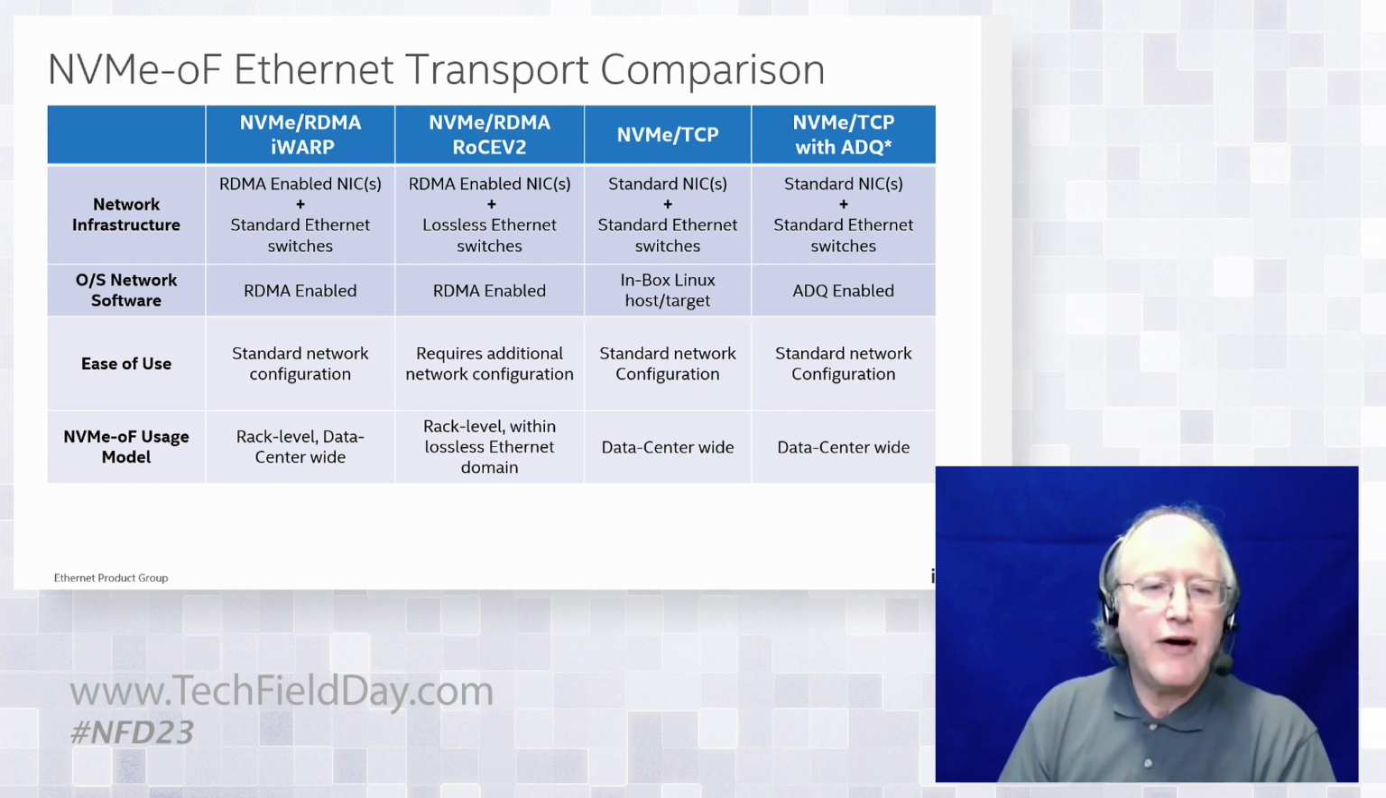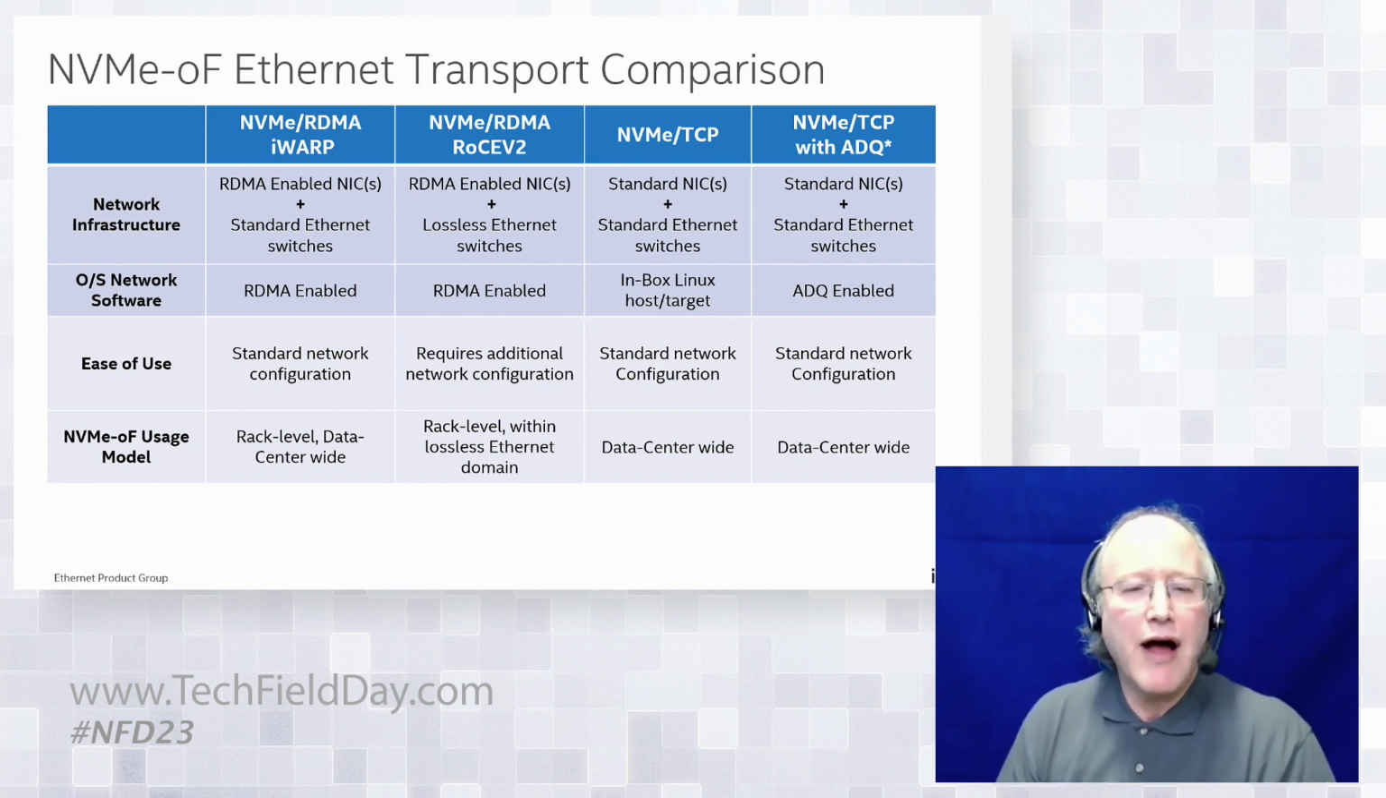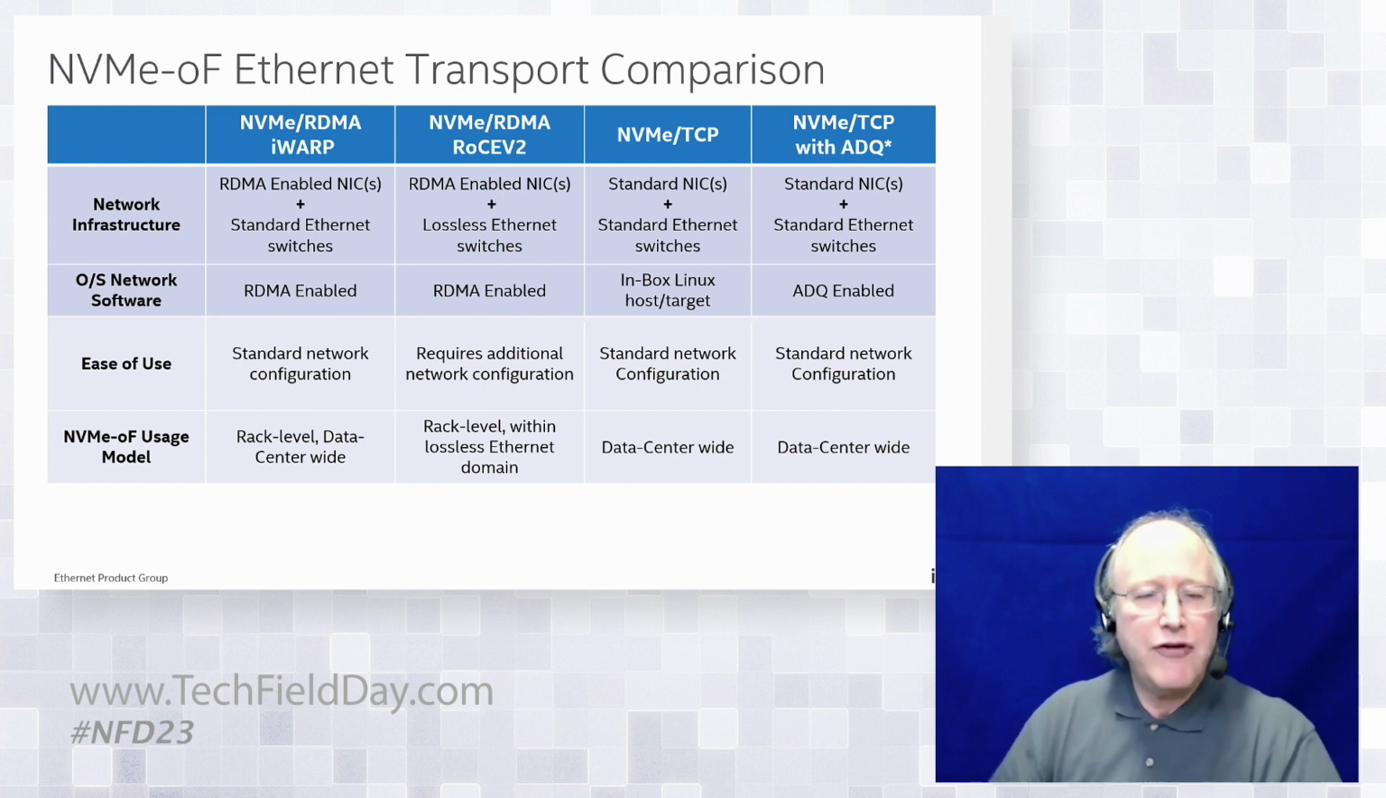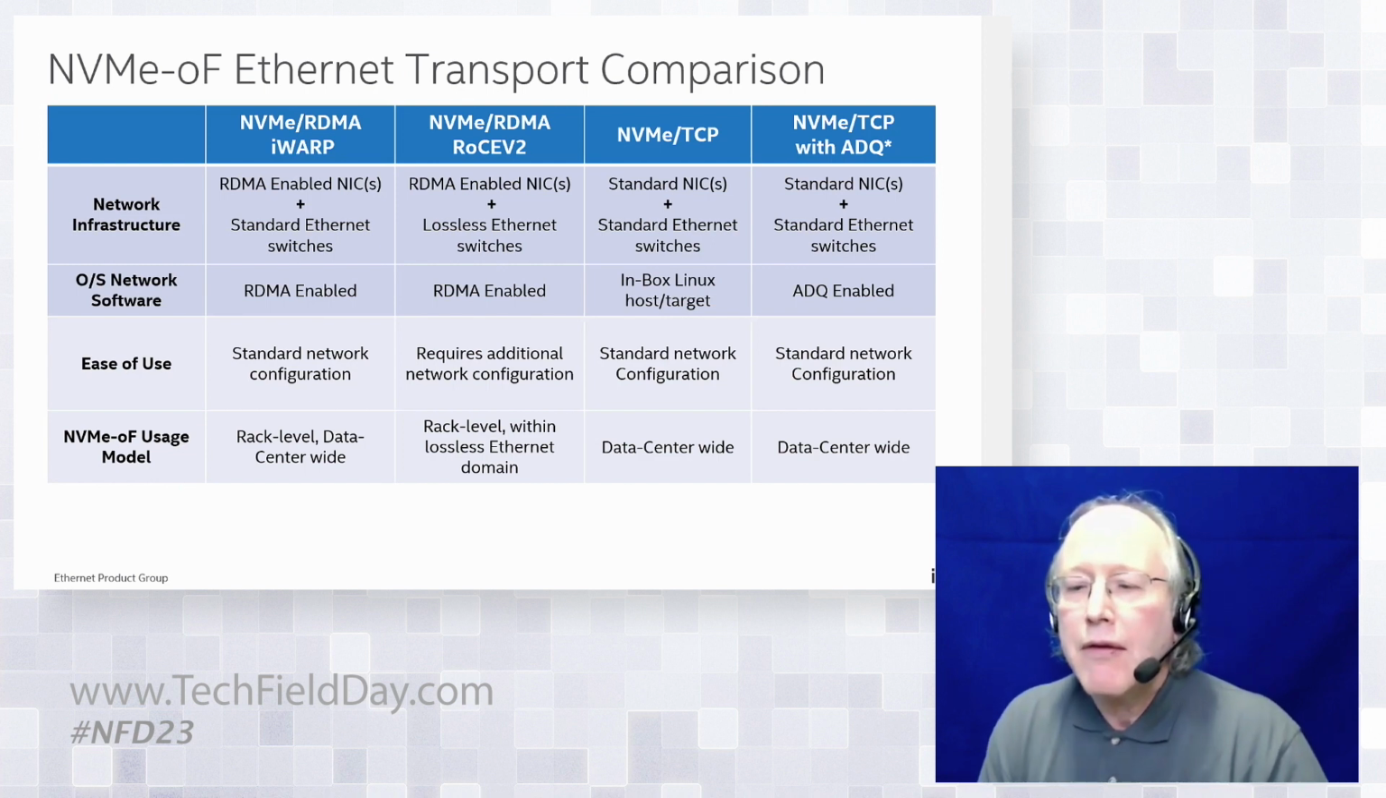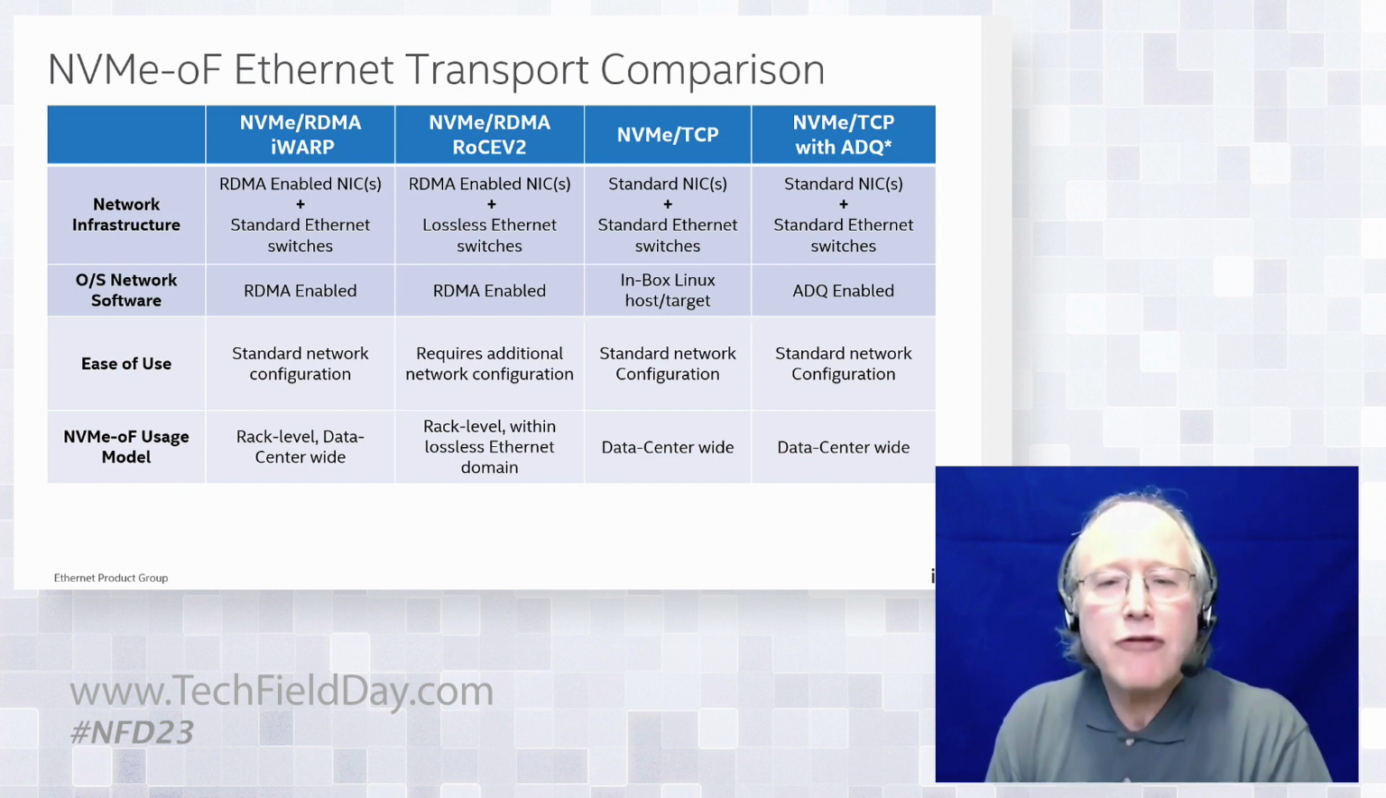What you'd see for the RDMA is typically rack level, and then also data center wide with the iWARP, because of the TCP characteristics. With the RoCE, I think it's predominantly rack level within the lossless Ethernet domain. If your domain can span multiple racks, then you see those type of deployments as well. And then the last one is the TCP being data center wide.